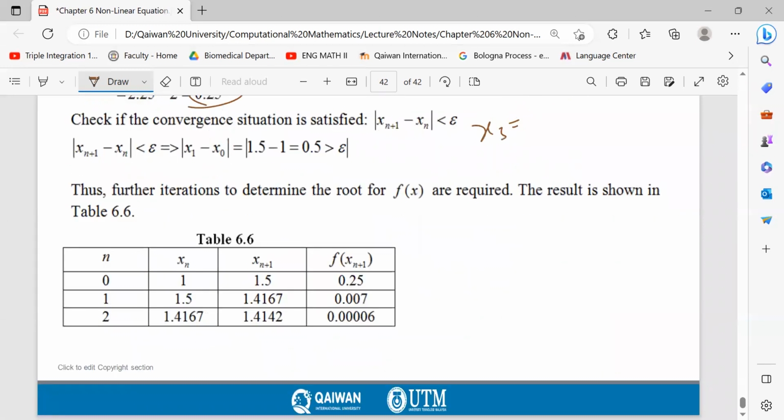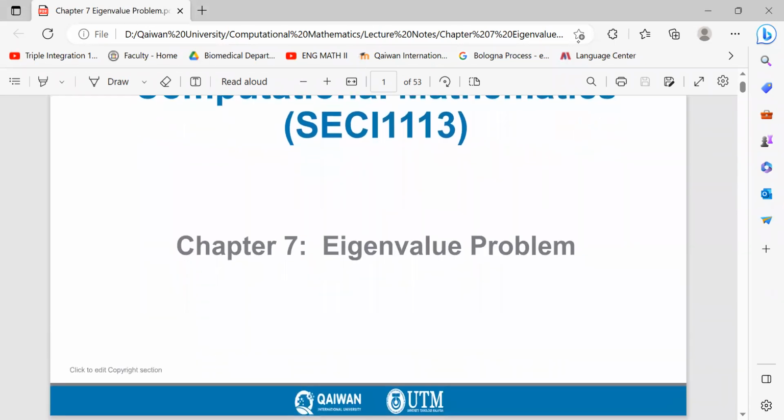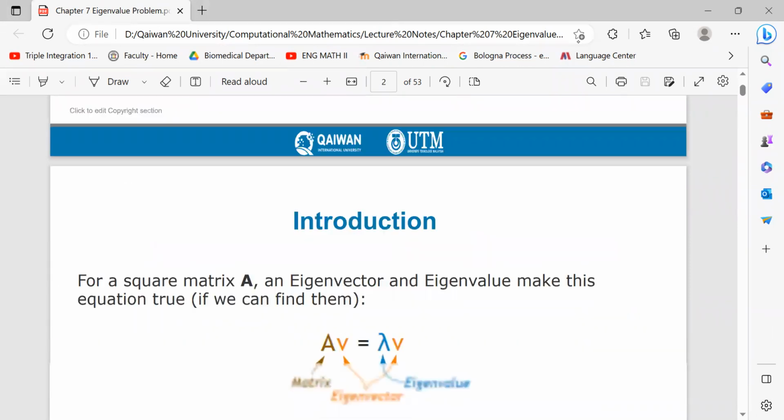So this is the end of this chapter. Let's take a break. For the next lecture, we start a new chapter. We now have a new chapter, which is about the eigenvalue problem. In this chapter, we talk about eigenvalues and eigenvectors. Okay.